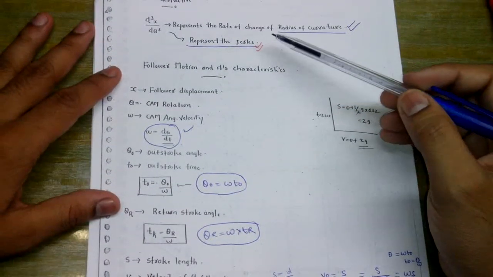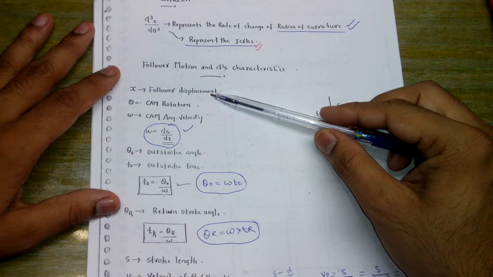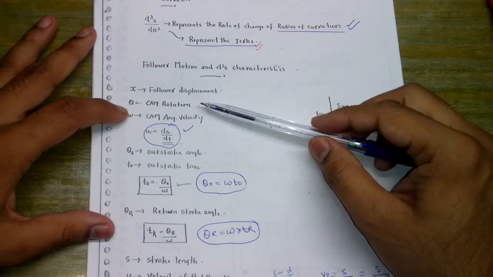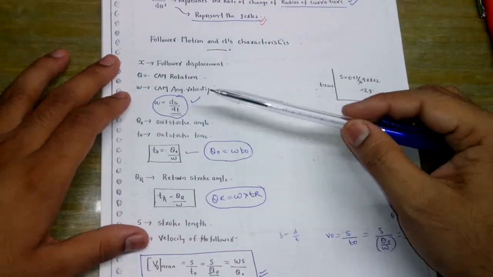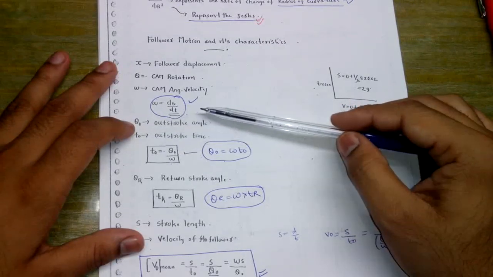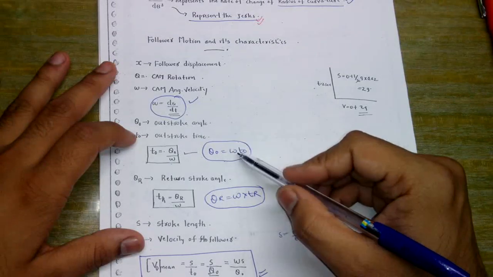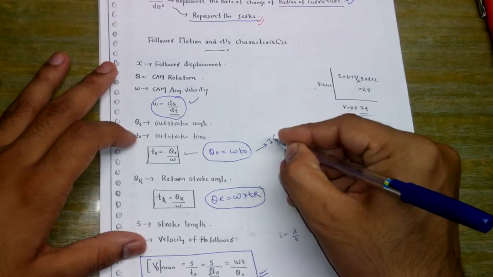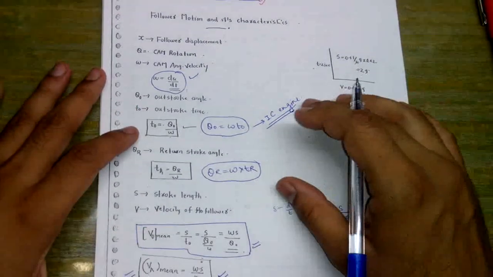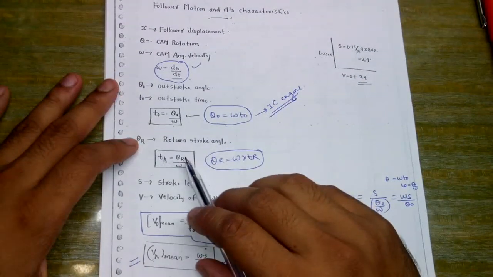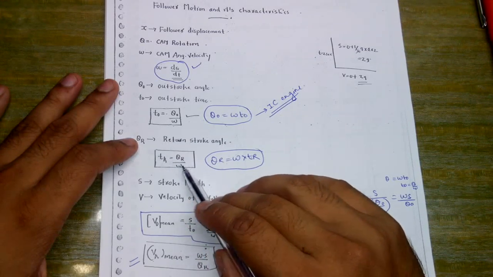Now we will discuss about the various derivations in the follower motion and its characteristics. Let x be the follower displacement, theta is the cam rotation, omega is the angular velocity of the cam, and we know that omega is equals to d theta upon dt. Say theta naught is the outstroke angle and t naught is the outstroke time. So we know that theta naught is equals to omega into t naught. This we have actually discussed in the IC engine when we were discussing about the time for fuel injection. And theta r, it would simply equal to, tr, that is time for return stroke, it is equals to return stroke angle upon omega.